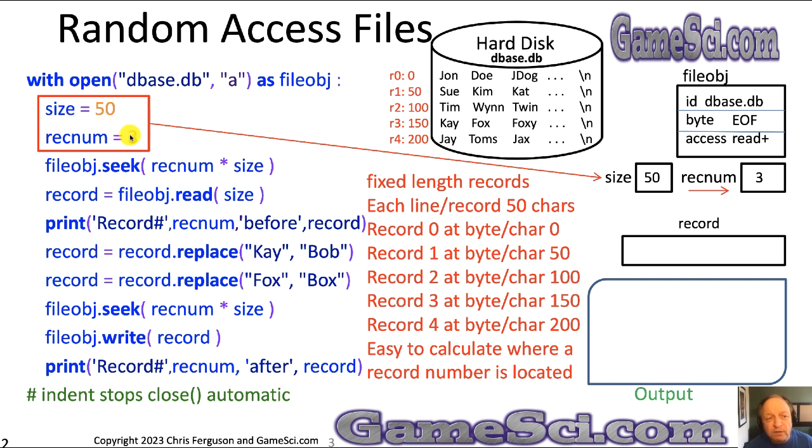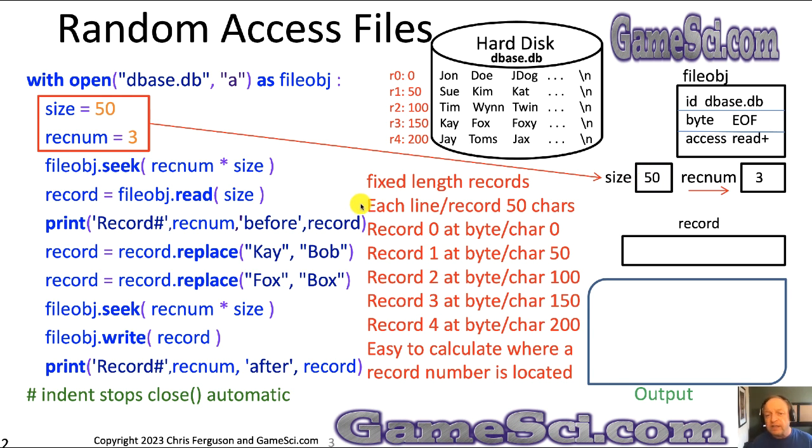Size equals 50, record number equals 3. 50 is the length of each line, and 3 means we want to go to record number 3. These are fixed length records where each line of the file contains exactly 50 bytes.